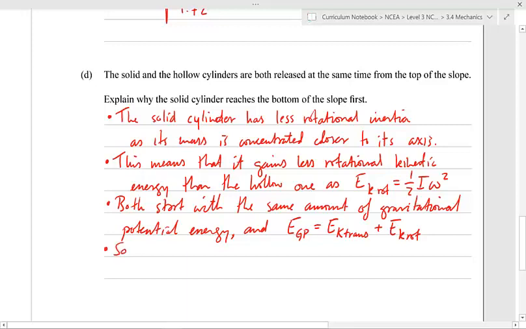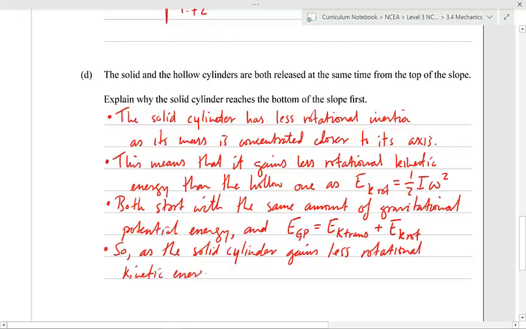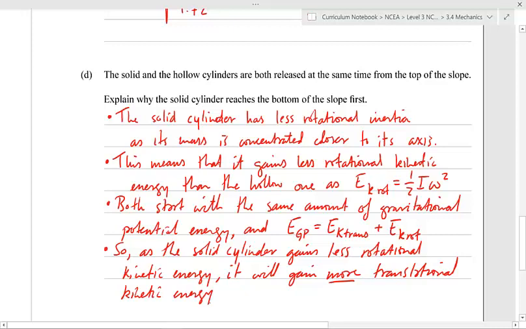So as the solid cylinder gains less rotational kinetic energy, it will gain more translational kinetic energy. Thus, moving faster down the slope.